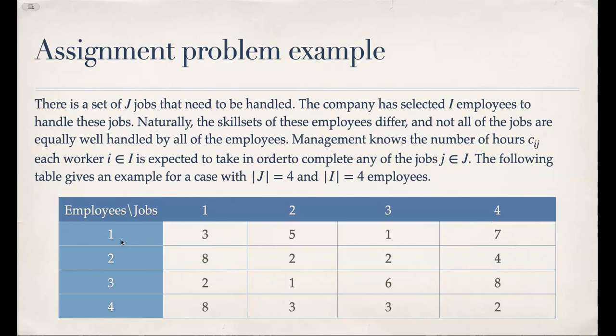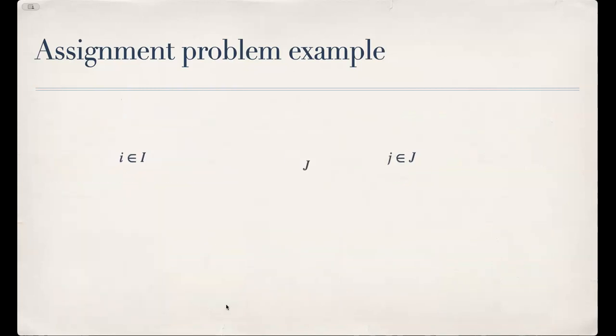The first employee must handle only one job, so you sum this row, and it must be 1. The second employee also, you sum this way, it must be 1. And the same happens to the fourth column and fifth column.